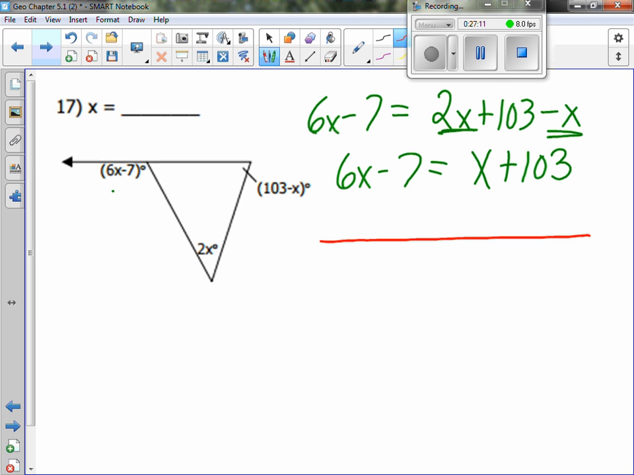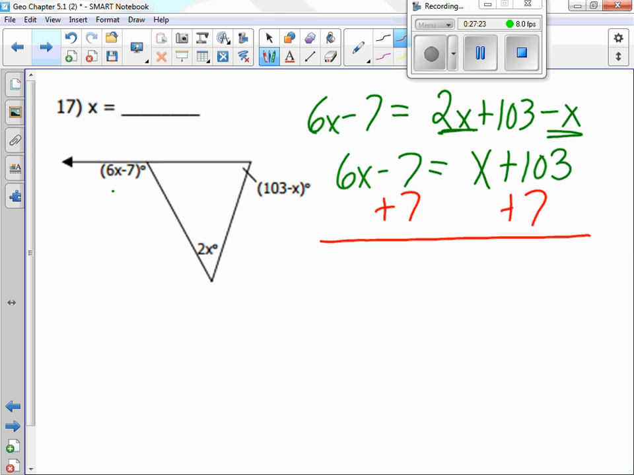Now, there's some different things we could do next, but what would we do next? What would be our next step? We can add 7 to both sides, because negative 7 plus 7 will cancel, and I get 6x is equal to x plus 110.